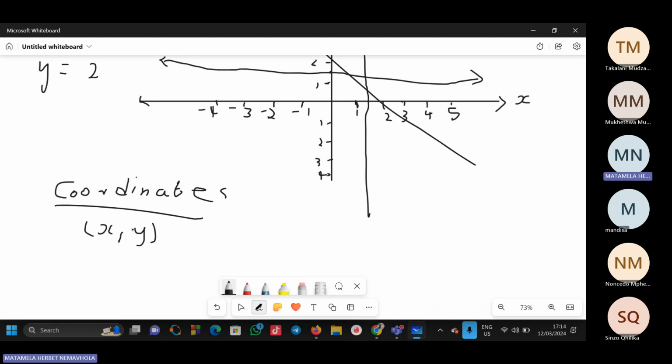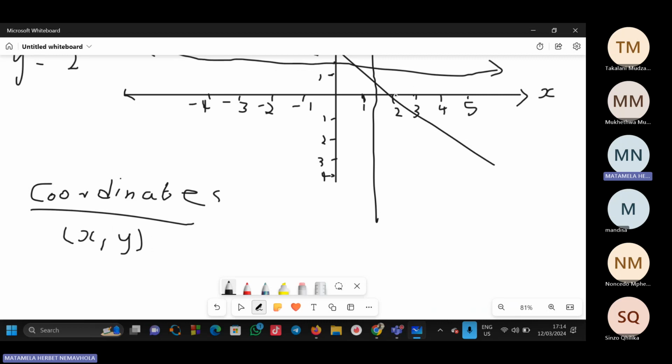So if I want a value, let's assume this line here touches x at 2. When we write in terms of coordinates, x is 2 here, so we write 2. Then for y here, if you check, it's 0. So we write 2 into 0. This is a coordinate of this line. That's how you normally write a coordinate of any graph.